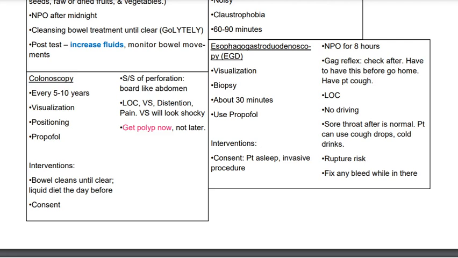We're looking at level of consciousness, vital signs, distension, pain. Vital signs will look shocky, which would look like the blood pressure will drop and the heart rate will go up. And look, it says get the polyp now, not later. So this is why we encourage patients to do colonoscopies, to remove that polyp while it's not dangerous, and then don't wait until it's something more serious.